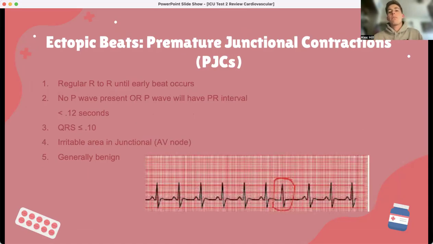And there's the PJC. You see it doesn't have a P wave here, but it's sinus rhythm other than that. You see the P waves for the rest of them, so it's not a junctional rhythm. You can see all these P waves. It's still a normal sinus rhythm, but it just has a premature junctional contraction.